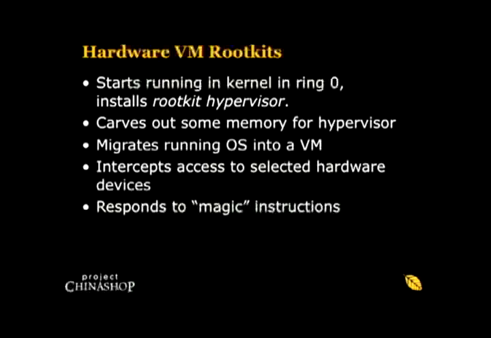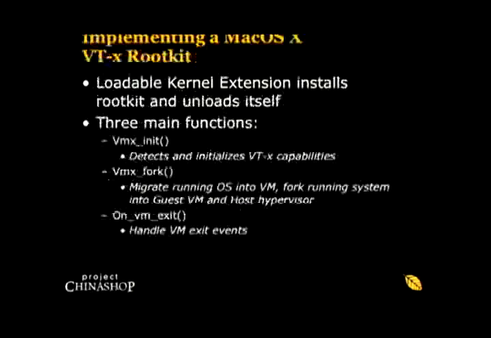And then what we're going to do is basically take the running operating system and create a VM that is initialized to the state of the running operating system. This just allows us to migrate it right into the VM. Once we have it running, we configure the VM to notify us when there's interesting device access, and we intercept access to interesting hardware. This can be disk, network card, things like this, and use that to implement our rootkit features. We can also respond to magic instruction sequences and use those as a command and control channel or backdoor.